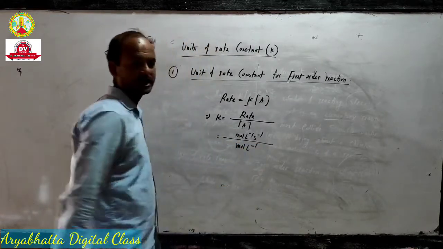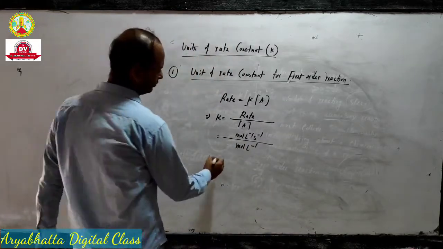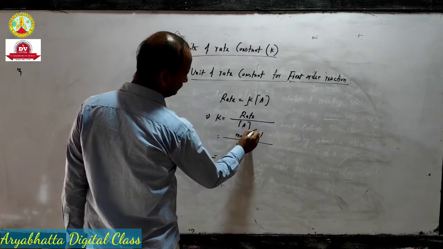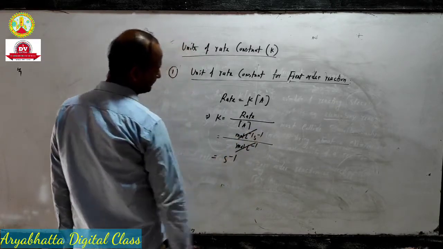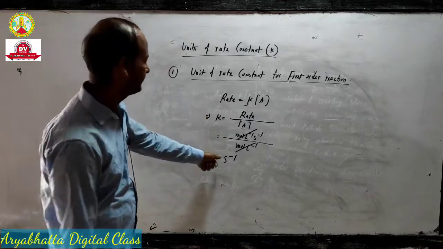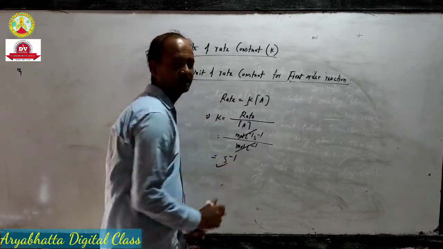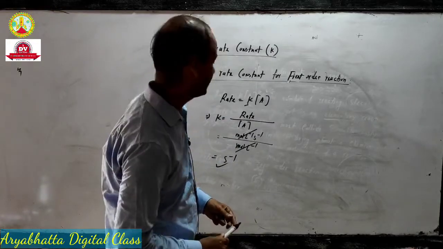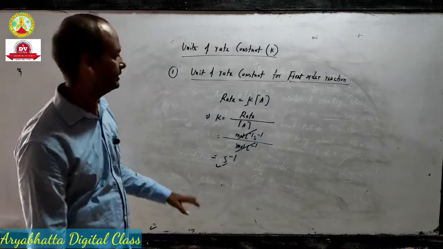I repeat, molar concentration is generally expressed in mol per liter. Now let's see which will be cancelled out. Mol per liter will be cancelled out, okay, so the unit will be s to the power minus 1. This is the unit of the rate constant for a first order reaction: s to the power minus 1.